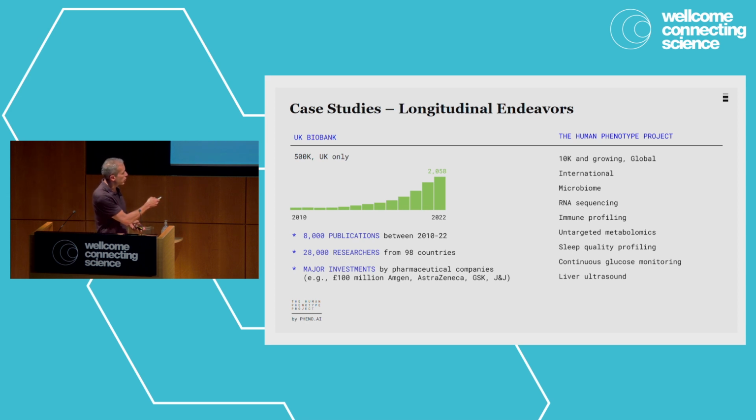So it's still smaller, but it's growing. It'll be one of the first ones to be international, to actually have people from multiple countries. And then there's all of these different tests, mainly the more modern high-throughput tests like the microbiome, RNA sequencing, immune profiling, untargeted metabolomics, and so on, that we are doing that are not present in the UK Biobank.